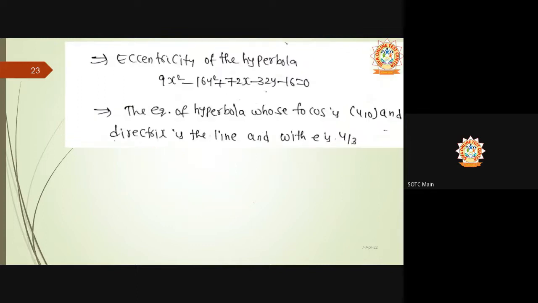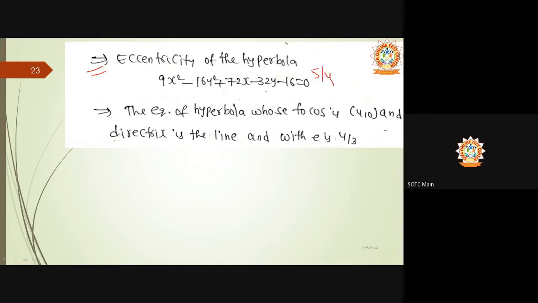Let's move ahead. Simple question. Find the eccentricity of the hyperbola. This one. I think this kind of question is already done. 5 by 4, sir. Yes, 5 by 4 is the correct answer.